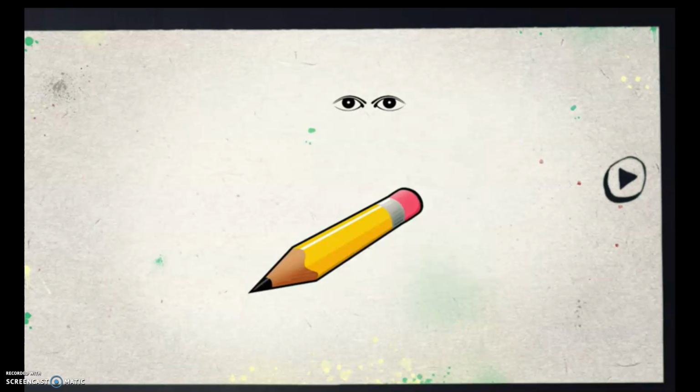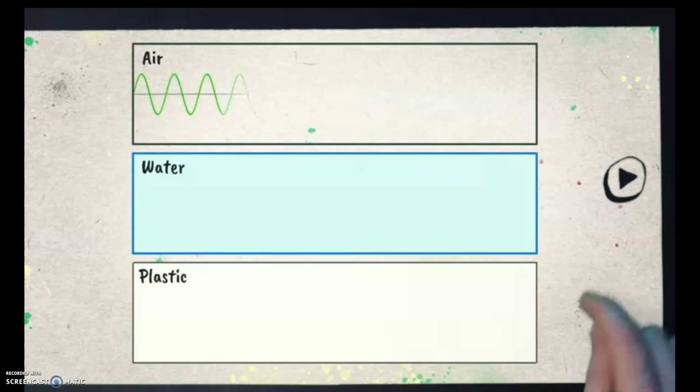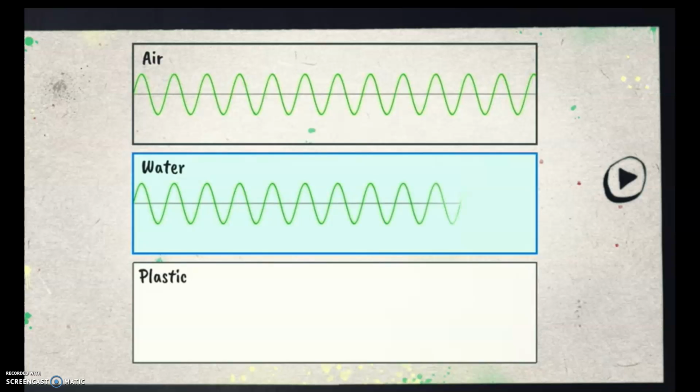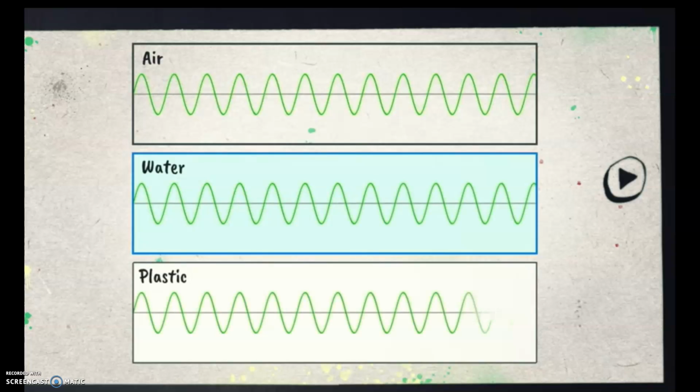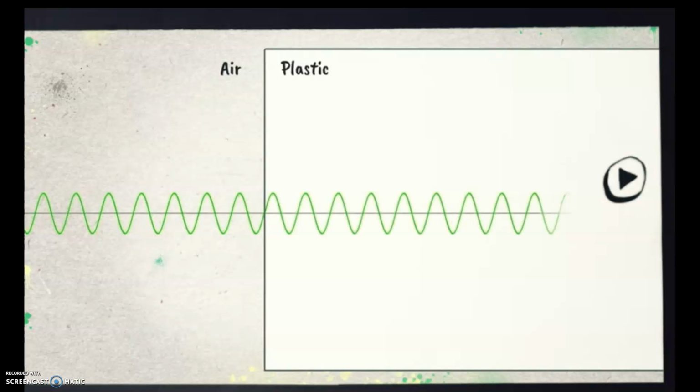You need to remember, when we see any object, we see it because the light waves are coming off that object and reaching our eyes. But light waves, they will behave differently in different materials. They will travel faster or slower based on the material that they're in. Light waves go faster through air than plastic or water.